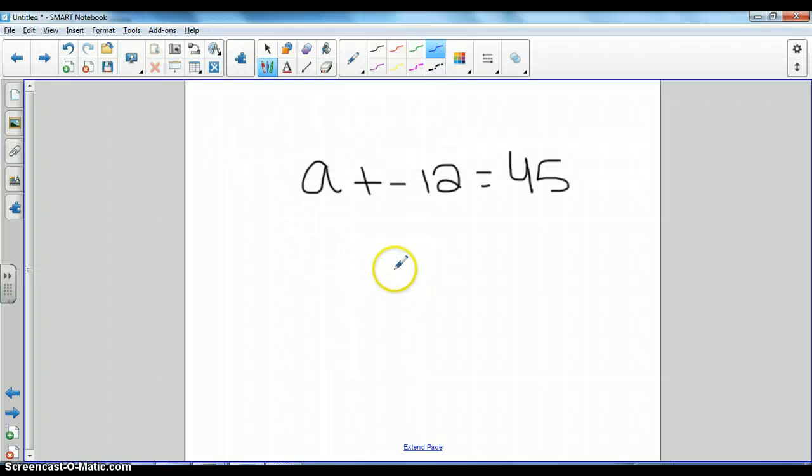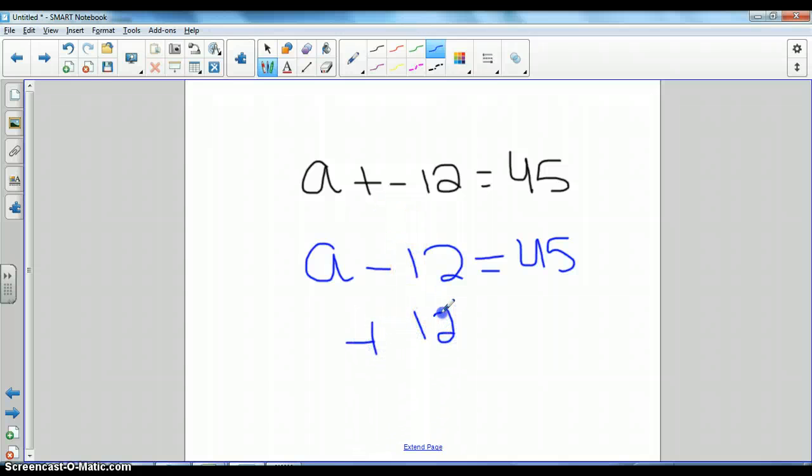So do the evaluating ones. And I also saw one like this that I wanted to point out to you because I thought this was very odd that they do it like that. And that's fine. You can rewrite this as a minus 12 equals 45 if you'd like to do that. Plus a negative means the same thing as a minus 12. Okay? Or just know that then you should add 12 to both sides.